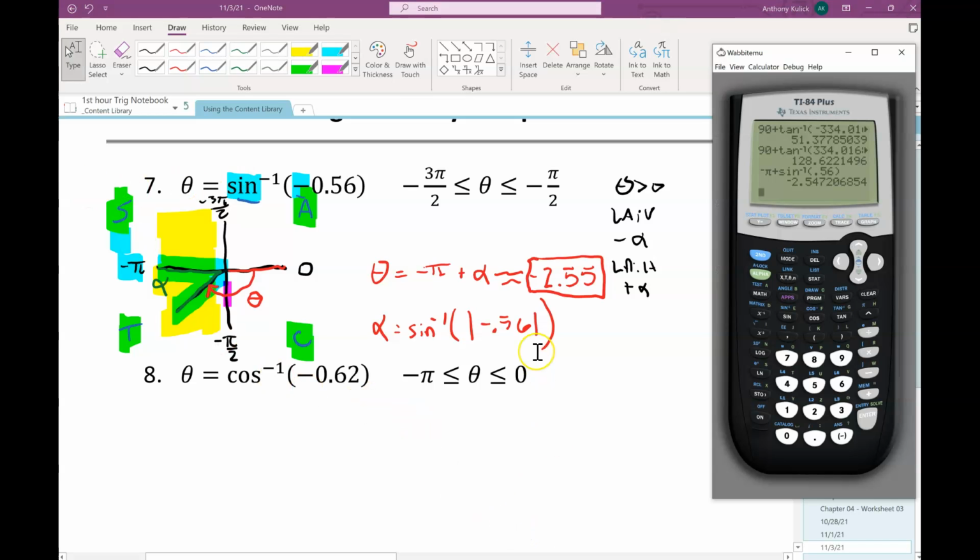And we can check that. So to check that, if I do sine of that answer, I should get negative 0.56, which I do. And negative 255 should be in between negative 3 pi over 2 and negative pi over 2. So it is bigger than negative 3 pi over 2. And it is less than negative pi over 2. So we're sure that this is the correct answer at that point.